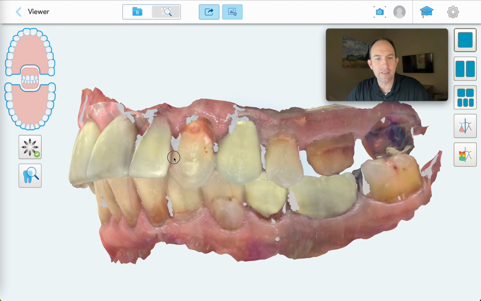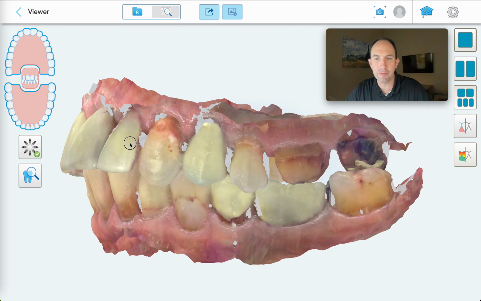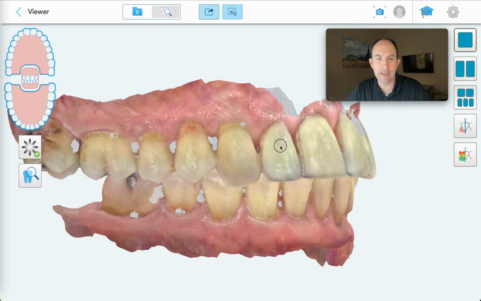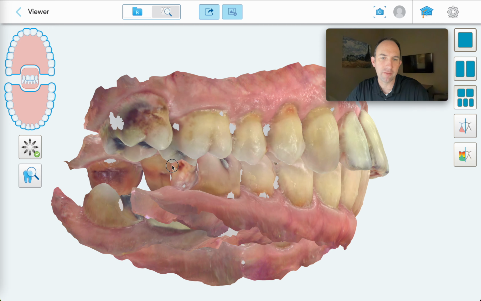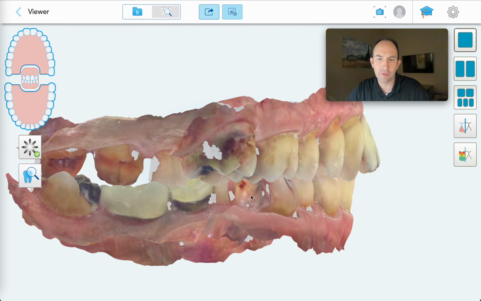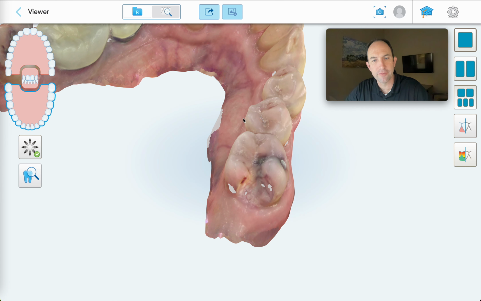So at first glance, you can see some significant issues, not the least of which is a couple of missing crowns there on the upper left with some recurrent decay. She's missing a tooth on the lower right, as well as quite a bit of stain, possibly decay in certain areas, as well as a large cavity on this lower right tooth. So let's take a look at the lower arch first.